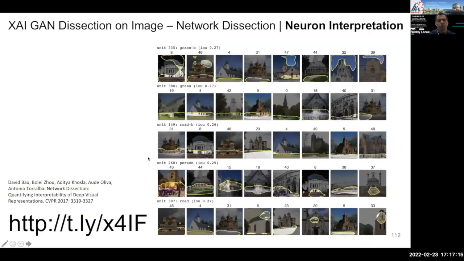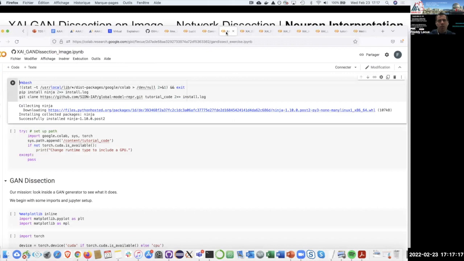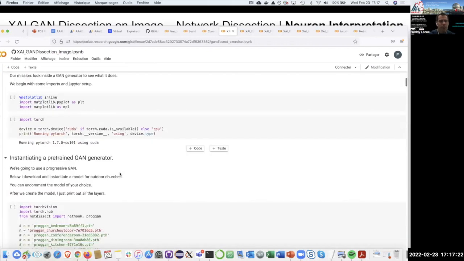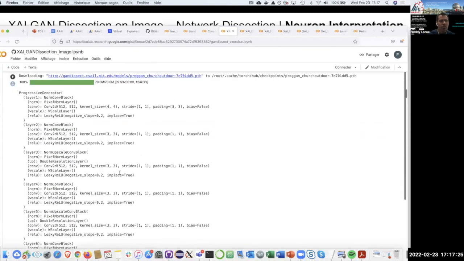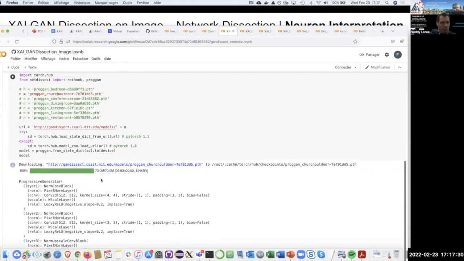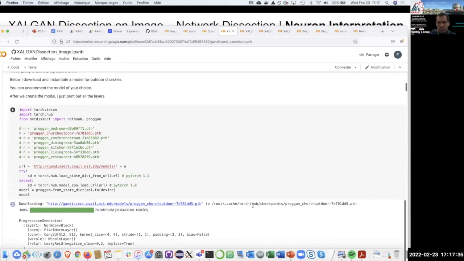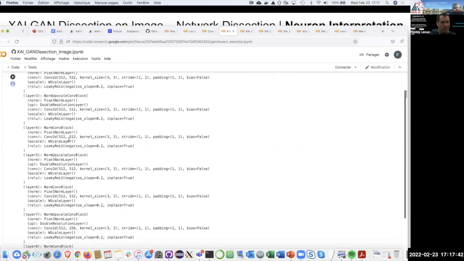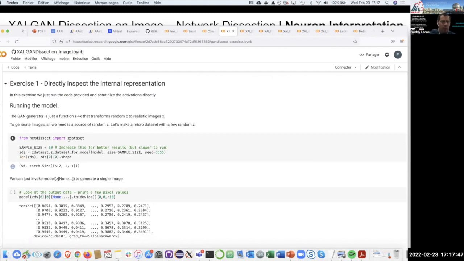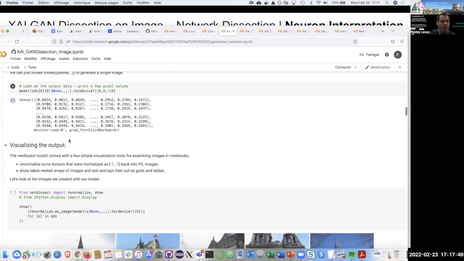So GAN, that's the work from MIT I mentioned earlier. It's for GAN dissection, but you can use it for CNN. And it shows, so here the one that's used is the ProGAN architecture. Okay, so you see the model. You can run the model, you can do some inference, and you can visualize the output.